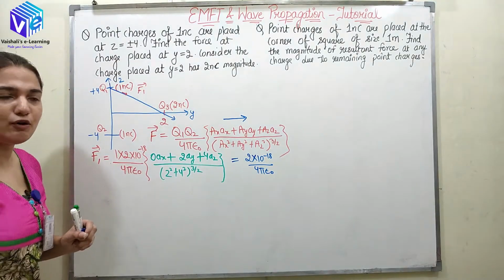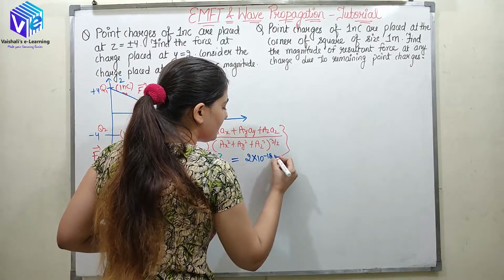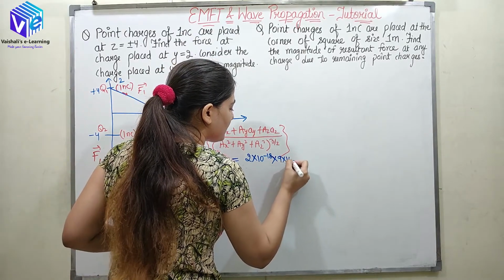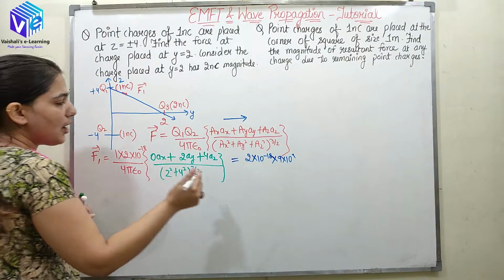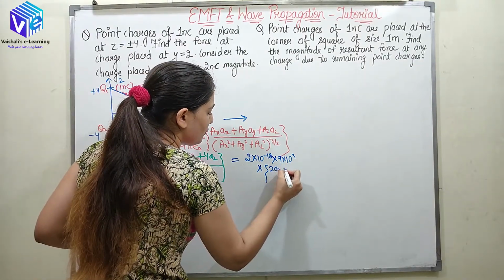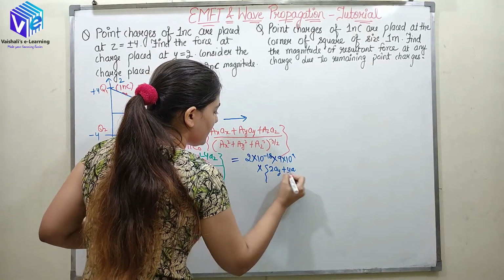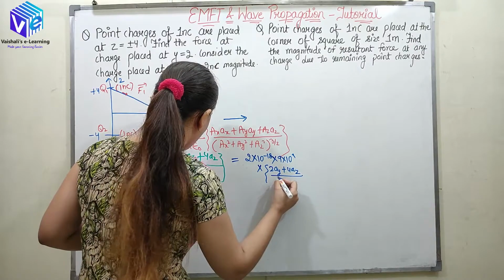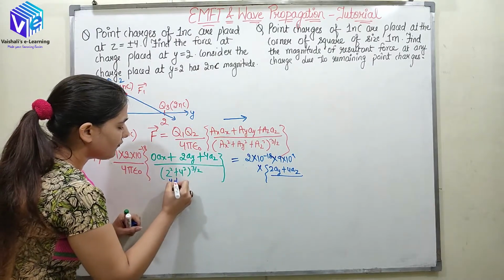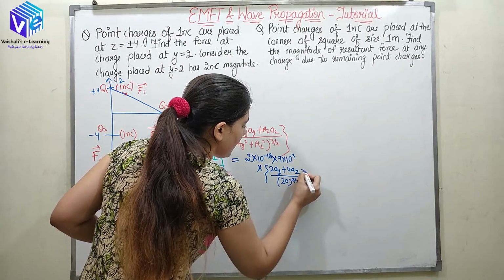Now I know the value of 1 upon 4 pi epsilon naught. It is 9 into 10 raised to power 9. Now it is multiplied with 2ax plus 2ay plus 4az upon 2 square is 4, 4 square is 16, so 20 raised to power 3 by 2.